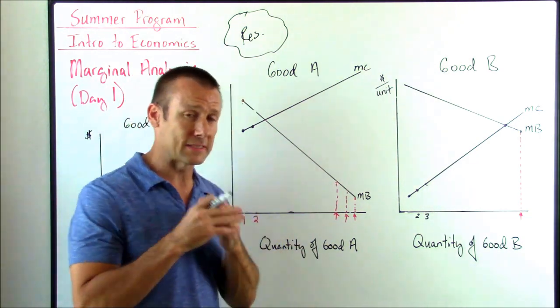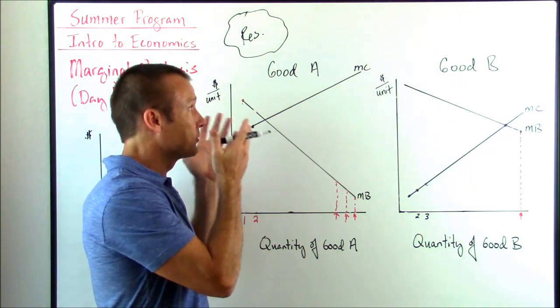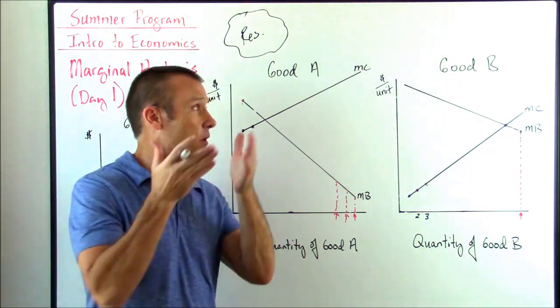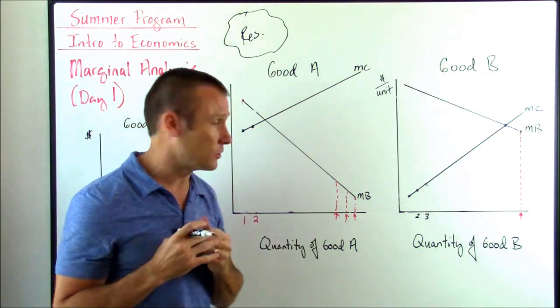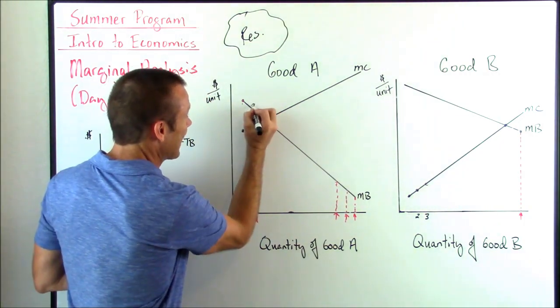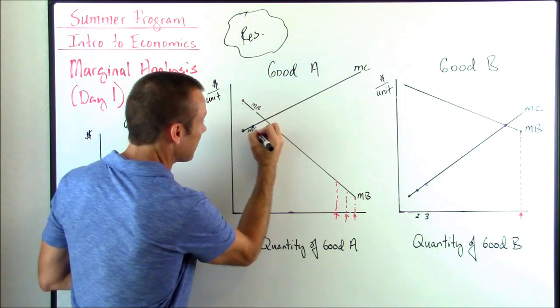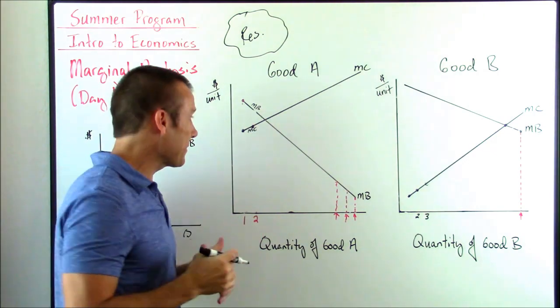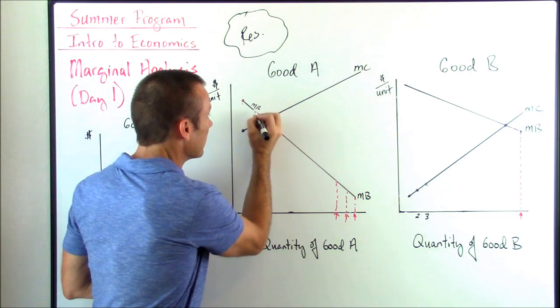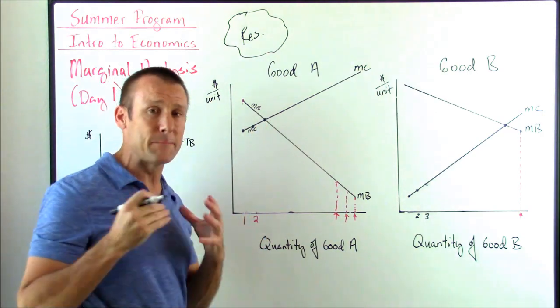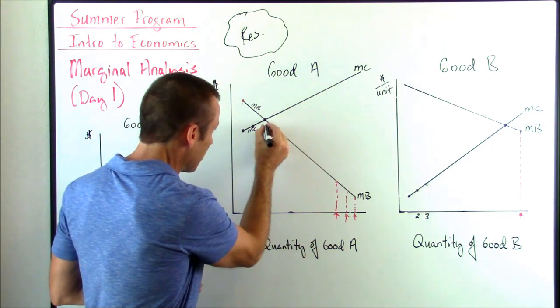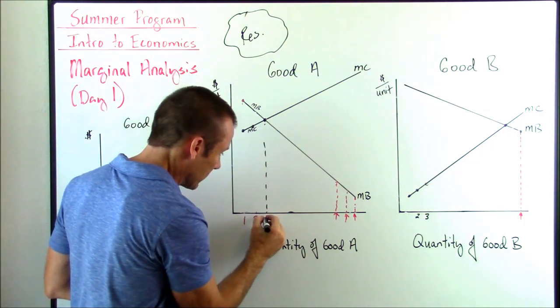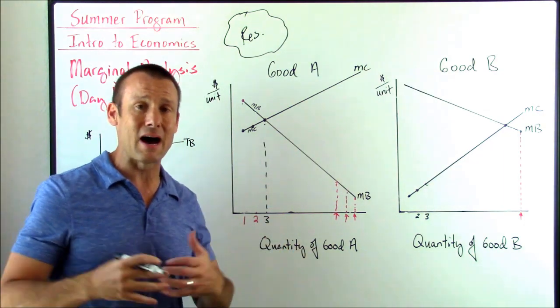Now, with that said, how much of good A should we produce, and how much of good B should we produce? Well, for good A, how much should we produce? As long as the MB exceeds the MC, do it. Do that thing and stop when you get to this equality. That's where MB equals MC. So this right here, whatever that might be, our third unit, right? That will be the optimum.